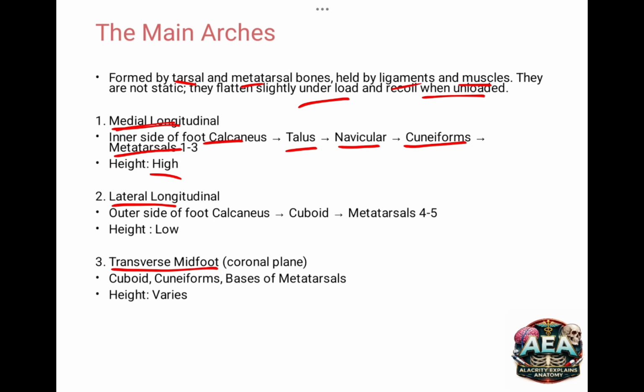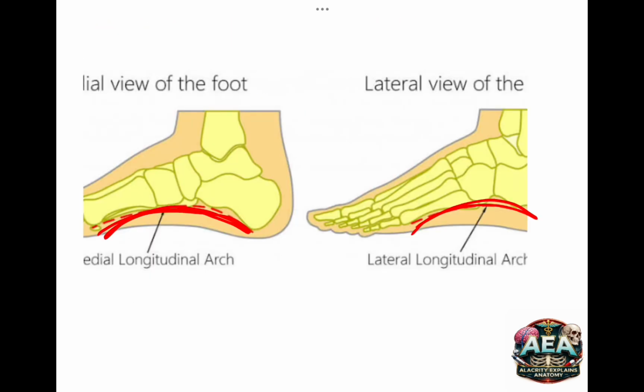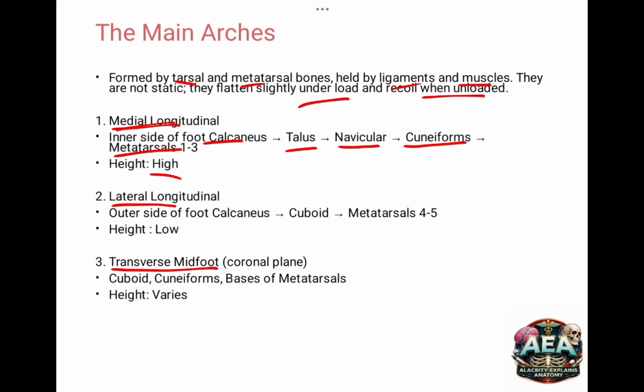While for lateral longitudinal arc, this is our medial longitudinal arc. As you can see here, it is high compared to the lateral longitudinal arc. The lateral longitudinal arc, from posterior to anterior, we have the calcaneus, we have the cuboid, and we have the metatarsals, the fourth to the fifth metatarsals, while the height is low. We now have the transverse or midfoot arc, which consists of the cuboid bone, the cuneiforms, the bases of the metatarsals, and the height varies depending on how one is standing, and from person to person it varies in height. So that's that about that.